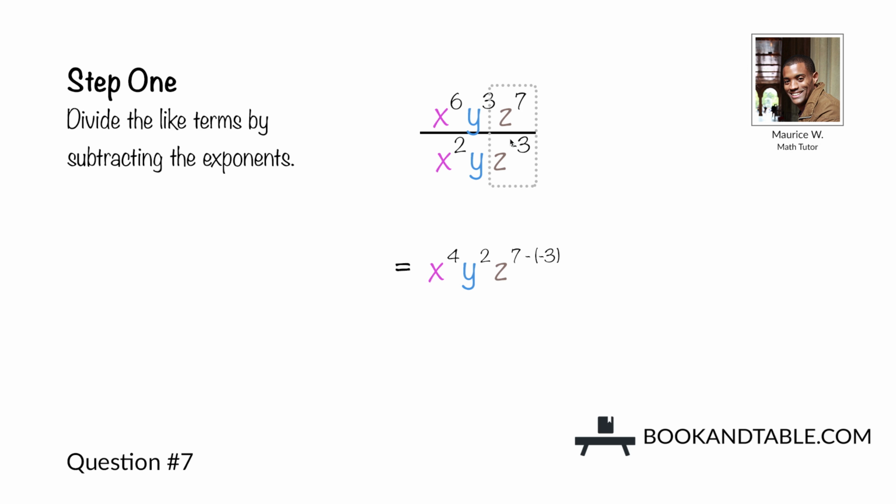And then our last variable, z to a power of 7 divided by z to a power of negative 3. When we subtract negative 3 from 7, we get 7 minus negative 3, which is equivalent to 7 plus 3, which makes z to a power of 10. So the final answer to question number 7 is x to a power of 4, y to a power of 2, times z to a power of 10.